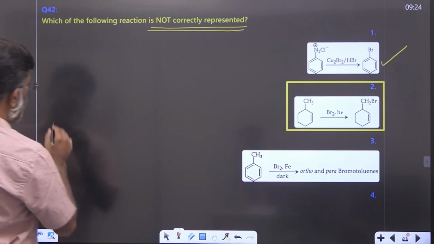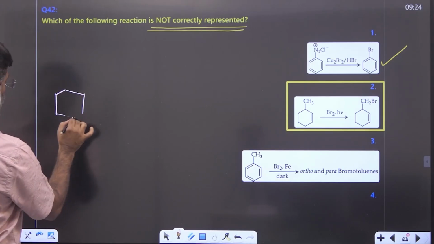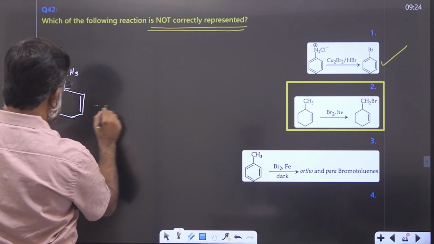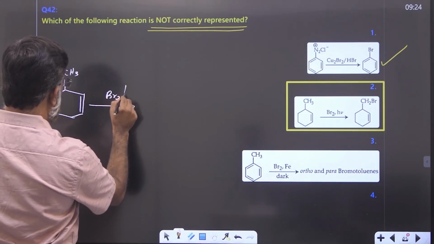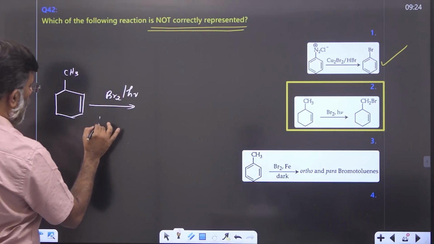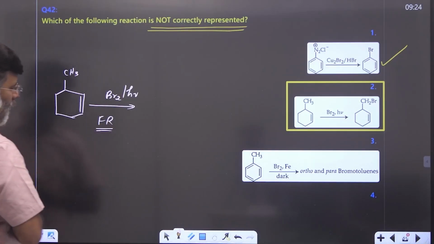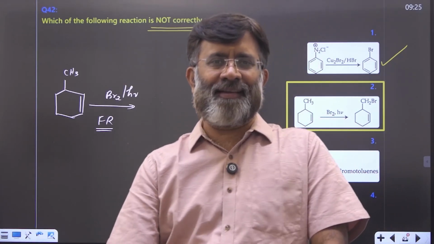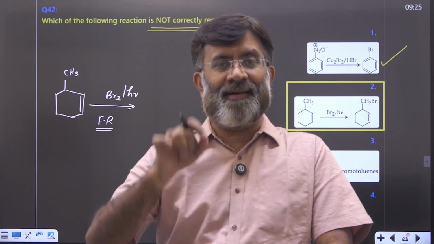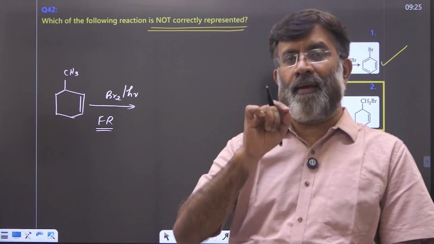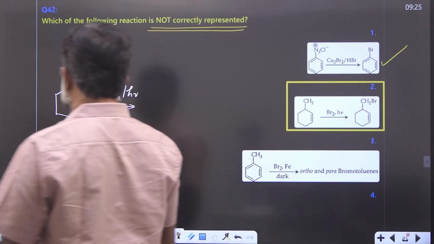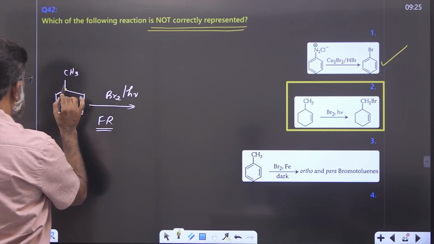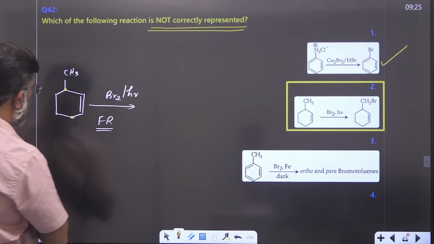Have a look at the reaction. It is CH3 over here and you have a double bond over here and it is treated with Br2 in presence of light. Please understand, it is a free radical reaction. It is a free radical bromination reaction. In free radical bromination, what will be the product obtained in the given molecule? It should be an allyl bromide. Bromine should be coming over here. This is the allyl carbon, or over here. That should be the product.